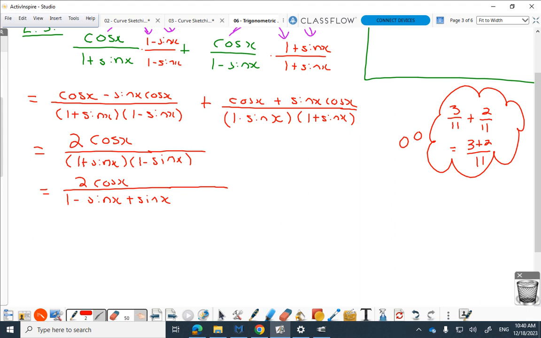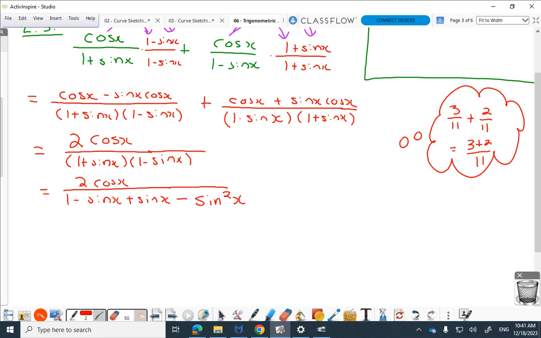I'm not done with the FOIL. 1 times 1 is 1. 1 times negative sine is negative sine x. Sine x times 1 is positive sine x. But what's positive sine x times negative sine x? Negative sine x, but it was multiplied by itself. Squared. And if you're right with me, somebody's jumping up and down on the bench now.